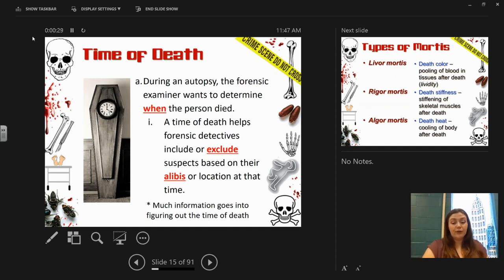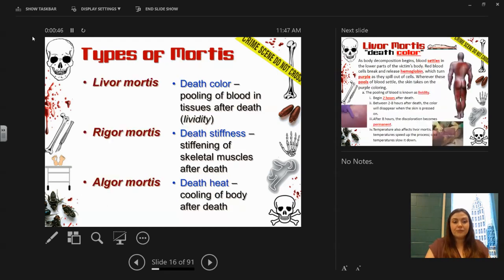Much information goes into figuring out the time of death. There are a lot of different things we can look at, but really the time of death is very important to be accurate. If we don't have an accurate time of death, we can't check their alibis, we can't check their locations. There's not a lot to go on after that if we can't get an accurate time of death.